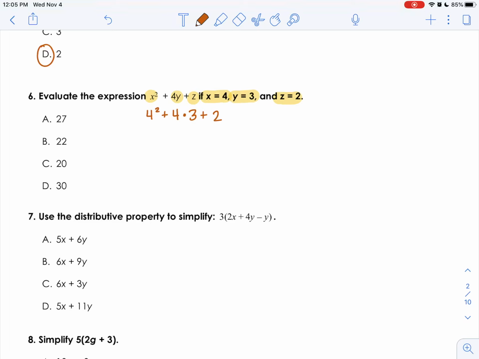So now there are no parentheses, but I do have an exponent here, 4 squared. That means I'm doing 4 times 4, which is 16. Everything else drops down. Next, I have addition and multiplication. I'm going to start with the multiplication. 4 times 3 is 12. Everything else drops down. Now all I have left is addition, so I'm just going to work from left to right. 16 plus 12 is 28, plus 2 is 30. D.